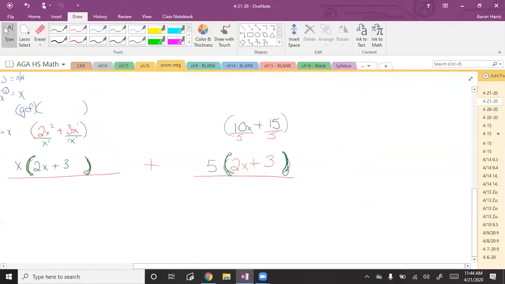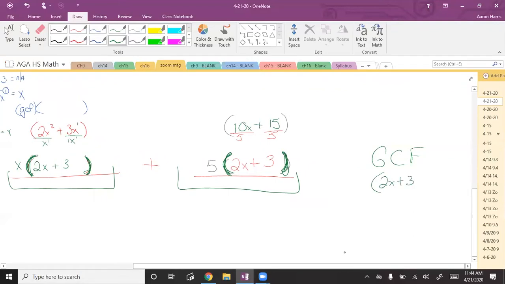Literally look at it. I put it in parentheses. Okay, what do I notice in both? That they both have 2x plus 3. So your GCF for this term, this term is going to be what? 2x plus 3. So now we do exactly what we just did before.